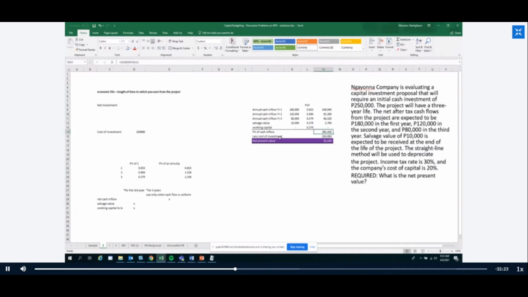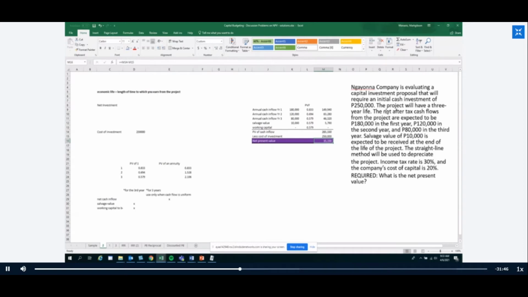So present value of cash inflows total is 285,330 less cost of investment, no? 250,000. So you'll arrive with the net present value of 35,330. So kung ito lang yung details na meron, so it's okay to accept or to proceed with the project, no? Because you're investing 250,000 and yet you're getting 285,330 in return. So net present value of 35,330. Oh, so class, may question ba kayo dito?